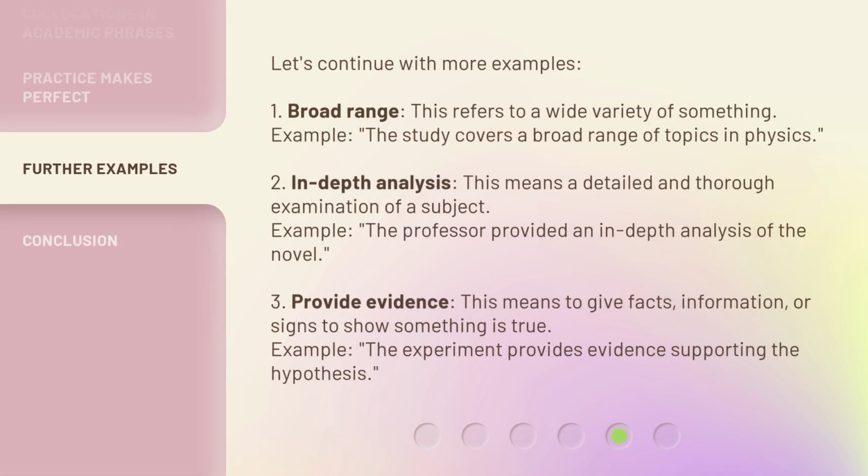Let's continue with more examples. 1. Broad range. This refers to a wide variety of something. Example: the study covers a broad range of topics in physics. 2. In-depth analysis. This means a detailed and thorough examination of a subject. Example: the professor provided an in-depth analysis of the novel.